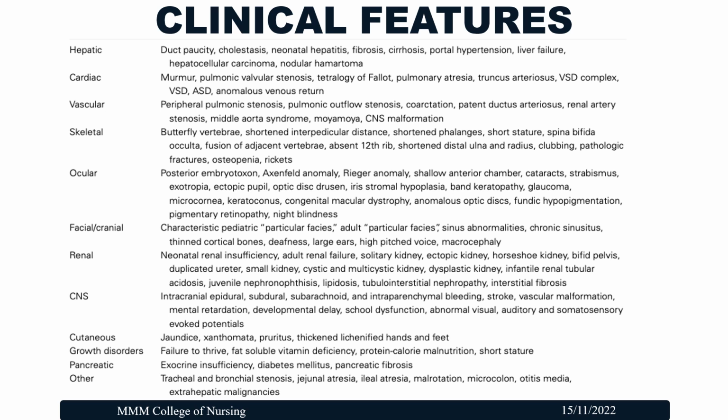In pancreas, there can be exocrine insufficiency, diabetes mellitus, and pancreatic fibrosis. Other features can be tracheal and bronchial stenosis, jejunal atresia, ileal atresia, malrotation, microcolon, otitis media, and extrahepatic malignancies.